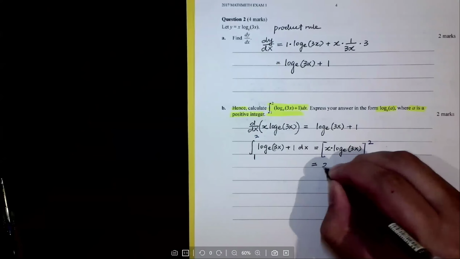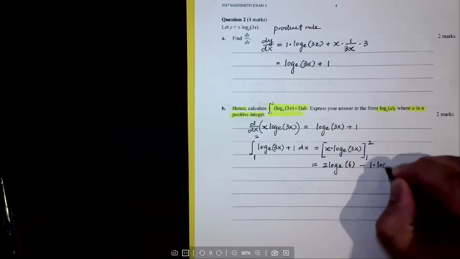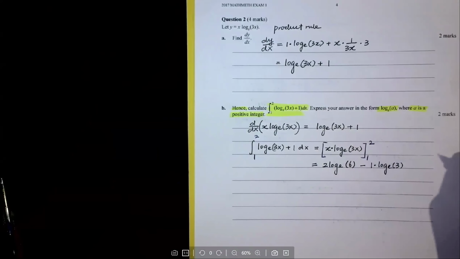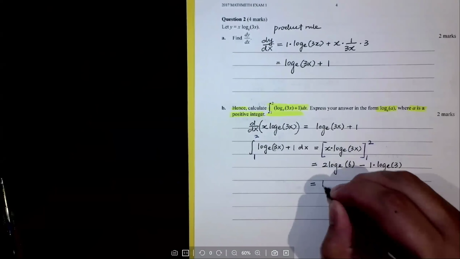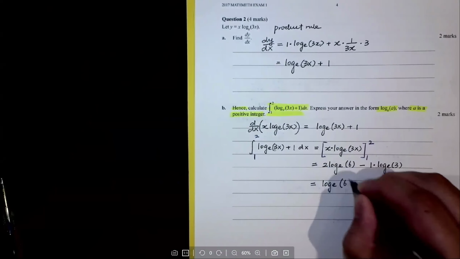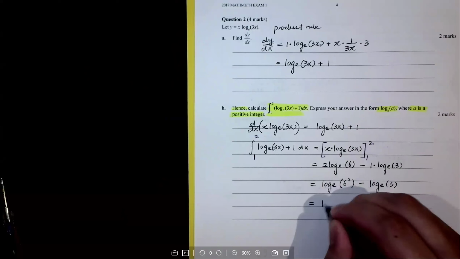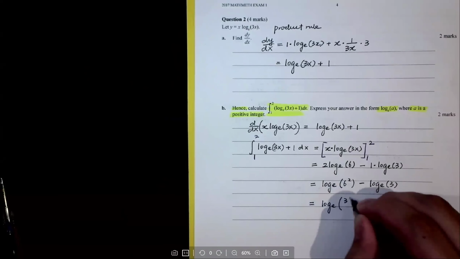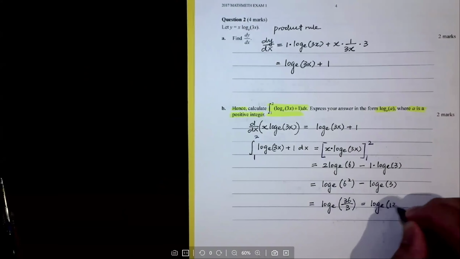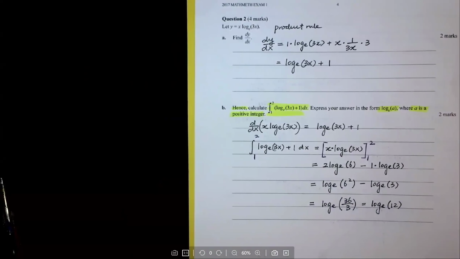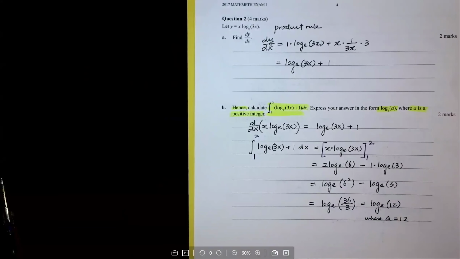So for example, I get 2 log e 3 times 2, that's 6, minus 1 times log e of 3, okay? And then we are going to combine two log terms into one as required. So the first term is log e of 6 squared. Second term is log e of 3. Well, next thing is we get a log e 36 divided by 3. So that is a log e of 12. Well, in this case, a is 12. So the problem is solved. And we can move on and look at the next part.